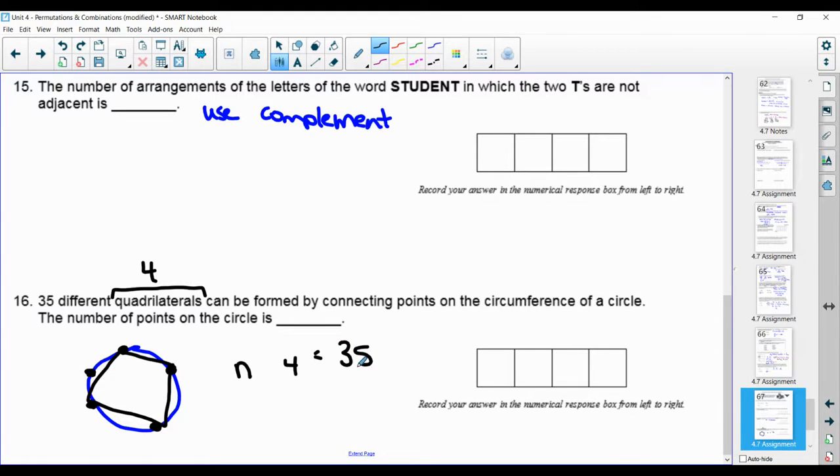and we know that we get a final answer of 35. Well, we have to ask ourselves, does order matter? If I'm drawing a rectangle, it doesn't matter where I start my rectangle, I'm still going to get a rectangle. So order does not matter. So n choose 4. N choose 4 would be my answer. Now I can use factorial notation to figure this out, but this is a question, if it's a numerical response, I would totally do guess and check.